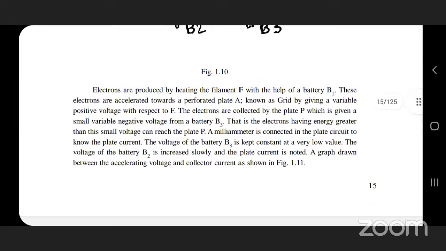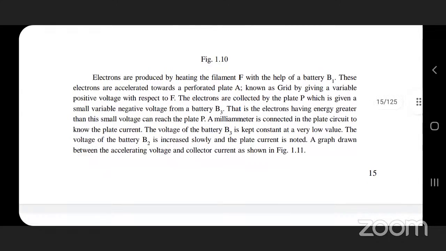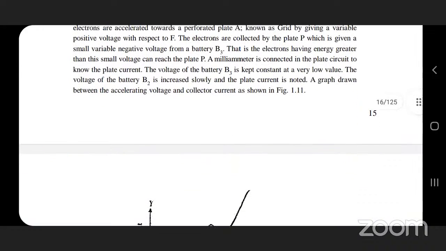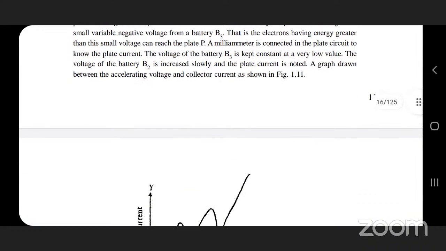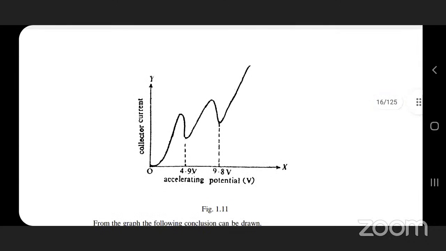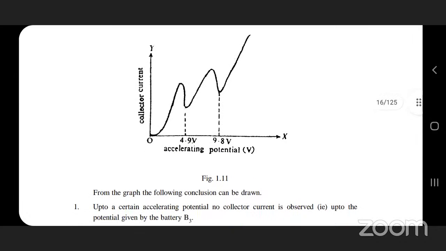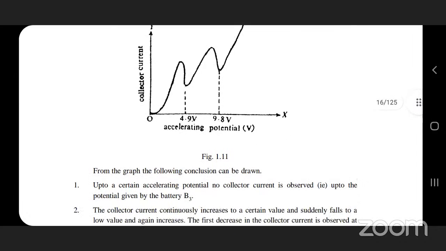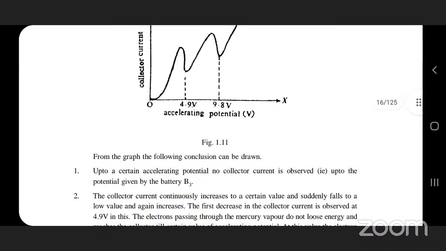As you slowly increase it, the plate current also changes. So you can plot a graph between the accelerating voltage and the collector current, with collector current on the y-axis and accelerating potential on the x-axis. These are the points. This is about the first step. So what are the questions they have been asking?